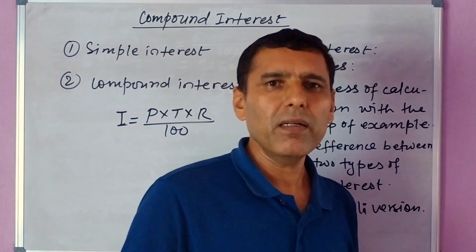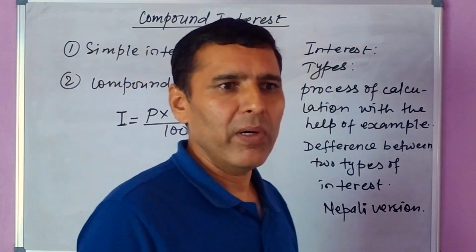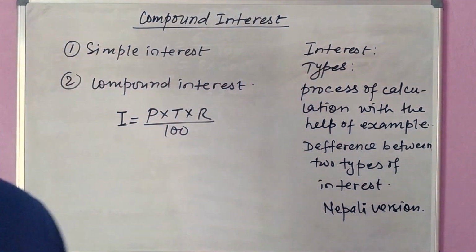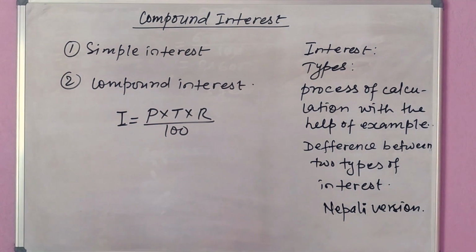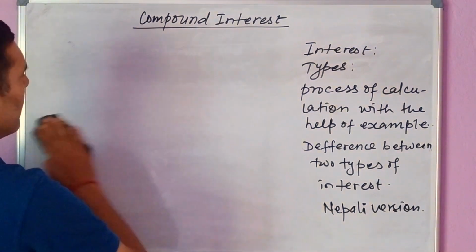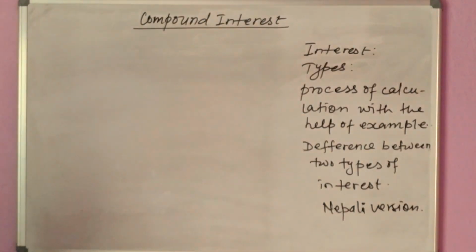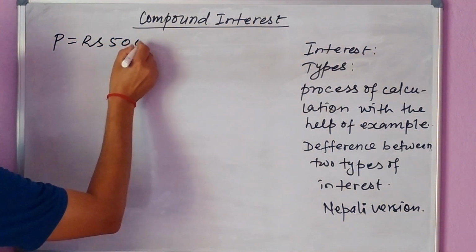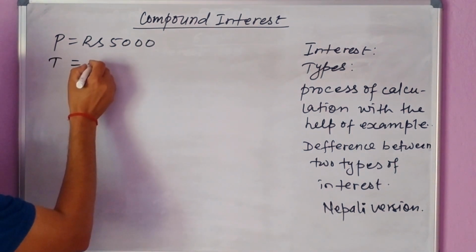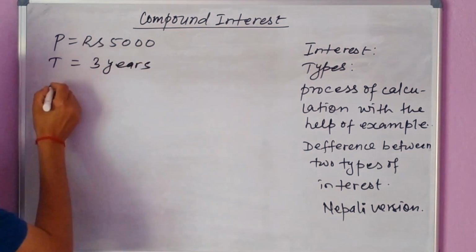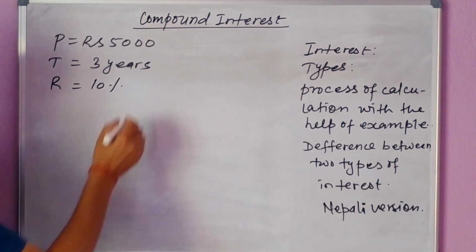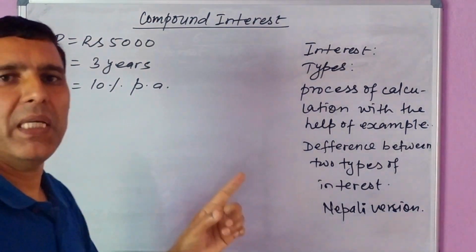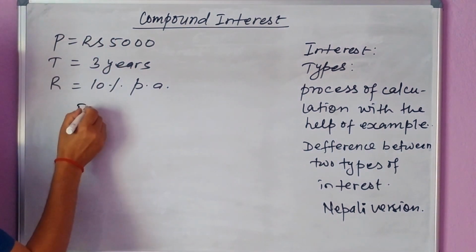But to understand this more clearly, we'll take the help of one example. So let us take P is equal to rupees 5,000, T time is equal to say 3 years, and the rate of interest R is equal to 10% per annum. Now we calculate the compound interest for this problem taking the compounding period of 1 year, for yearly compounding.